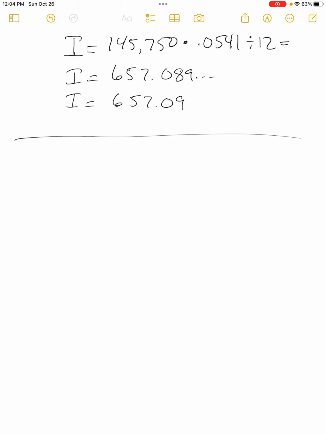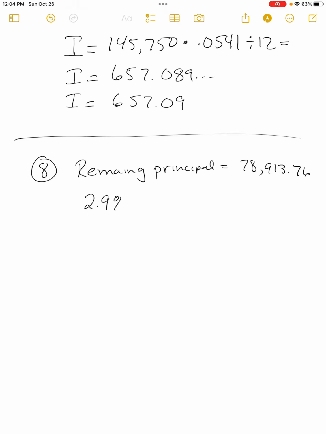So here's what's going to happen. You're going to have a problem like number 8 in the homework. And it's going to tell you, when you go to make a monthly payment, the remaining principal is equal to $78,913.76. You have an outstanding mortgage that only has a 2.9% APR. Your interest rate is 2.9%. And the question is, calculate the interest due.